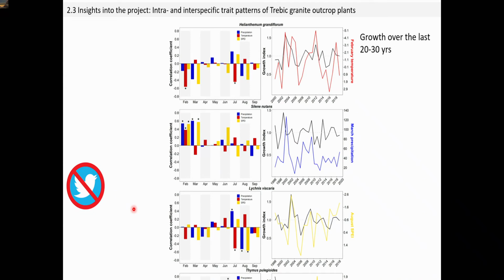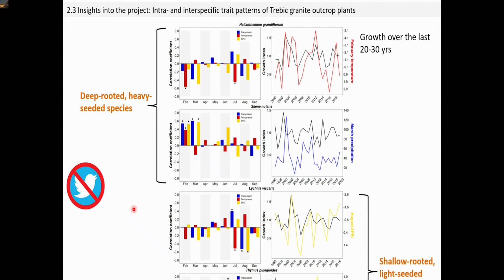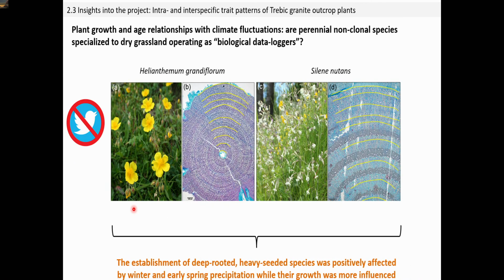And this is instead for growth. Again, the deep-rooted, heavy-seeded species are doing quite different things compared to shallow-rooted, light-seeded species. And to wrap up here, I think it's better to put the whole thing together from these two quite difficult graphs. So we can say that Helianthemum and Silene, which are deep-rooted and heavy-seeded, their establishment was positively affected by winter and early spring precipitation and aridity, while their growth was more affected by the winter conditions.